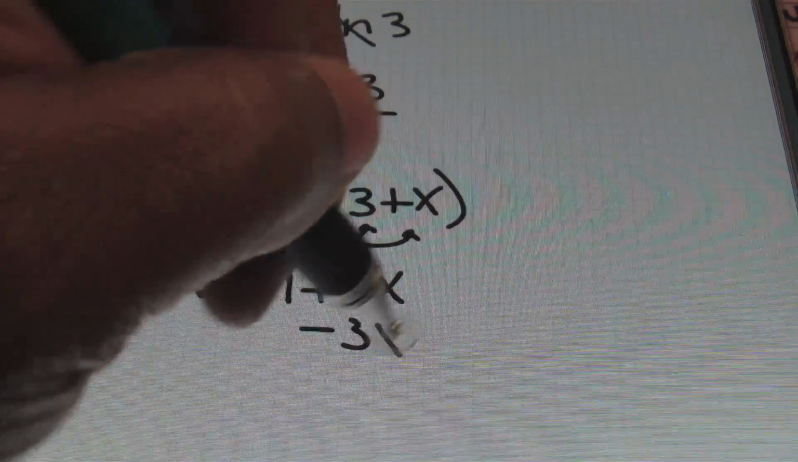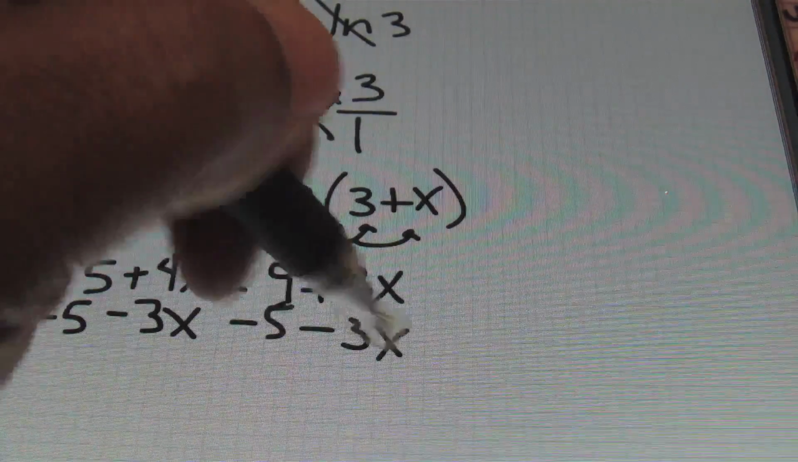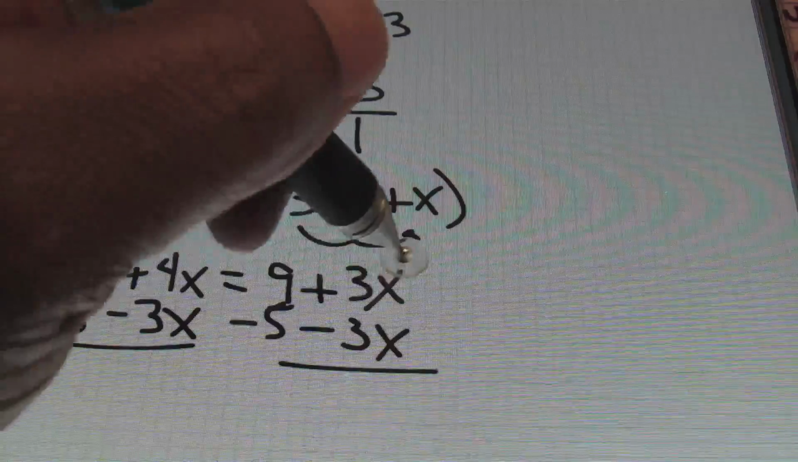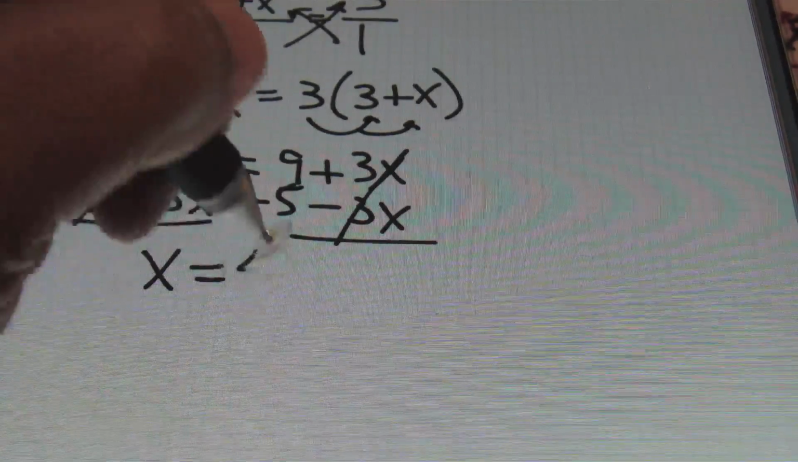You're going to subtract 3x from both sides of the equal sign, and if you'll once again permit me to do 2 steps in one, I will go ahead and cancel out the 5's on the left and cancel out the 3x's on the right to get a result of x equals positive 4.